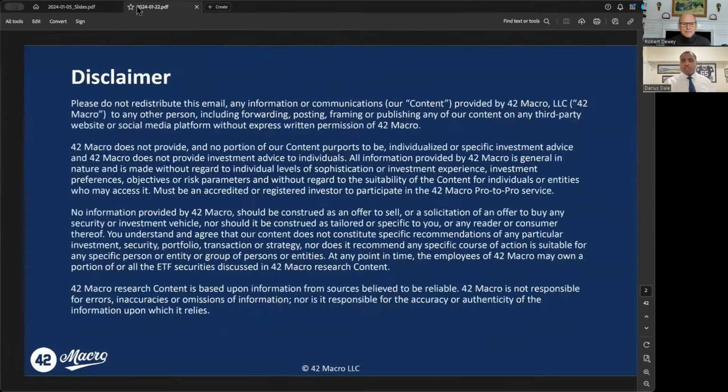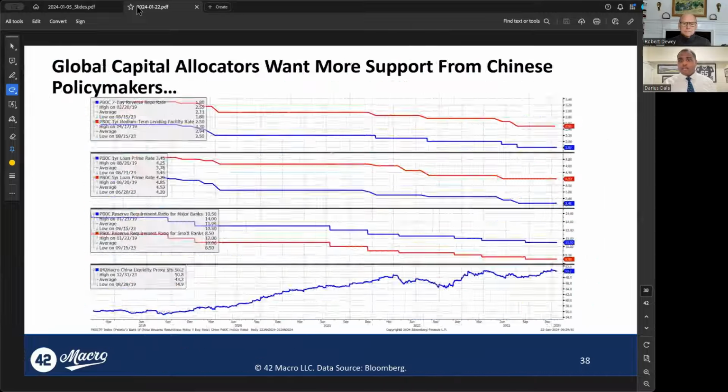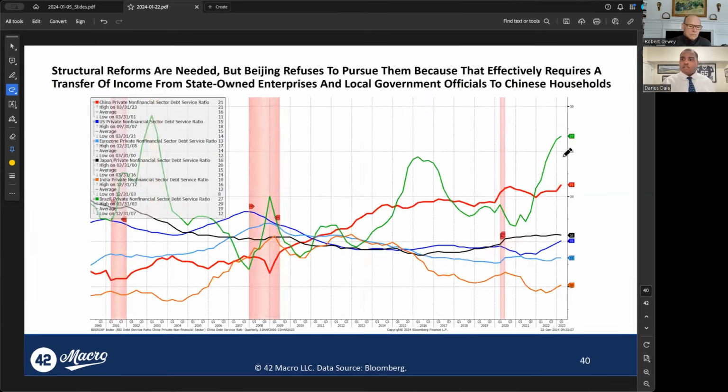Part of the reason we don't think it's overwhelming and forceful enough is that we continue to see real headwinds in terms of the Chinese balance sheet dynamics that are preventing them from being forceful enough. This chart shows private non-financial sector credit to GDP ratios for the Chinese economy in red, the Japanese economy in black, the Eurozone economy, the UK economy, the US economy in blue, the Indian economy and the Brazilian economy. As you can see, at 228% of GDP, Chinese private non-financial sector debt is as high as it is in the world across all these major economies. And more importantly, the Chinese debt service ratio at 21% is much higher than all the major economies as well.